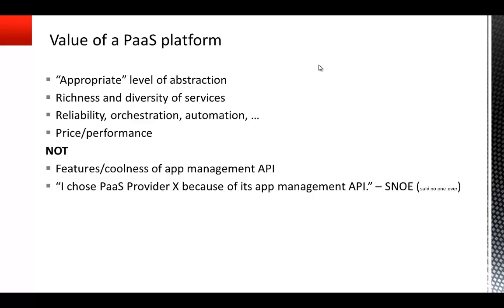I need some way to get my application in there. I need some way to configure it. I need some way to start it, stop it, and that's it. But if you do it in a very, very cool way, it is not really going to matter that much to me, right? The "said no one ever" meme breaks out: I chose PaaS provider X because of its app management API, said no one ever, right? It's not something that's really going to help you differentiate.